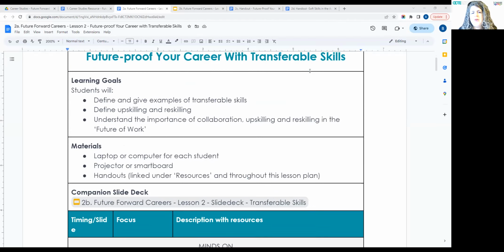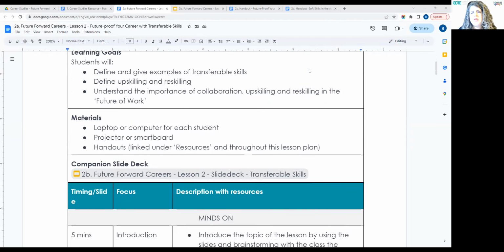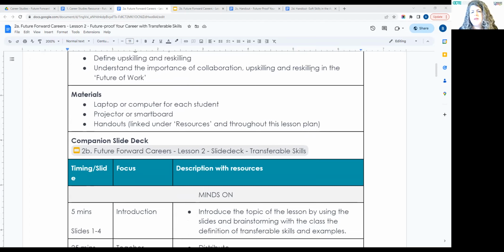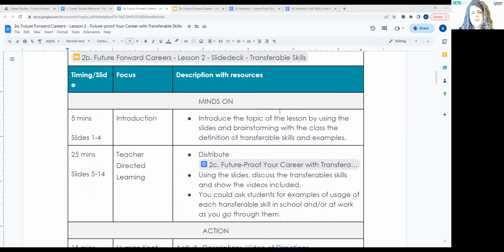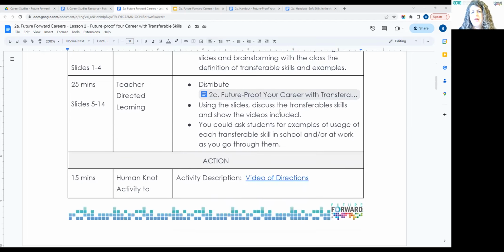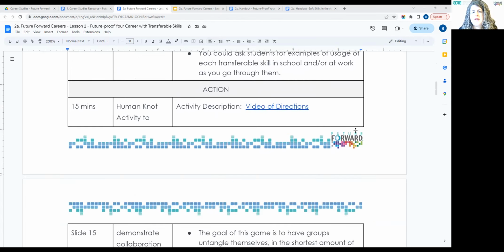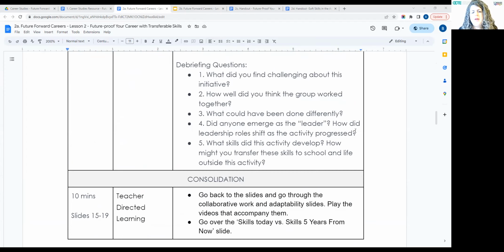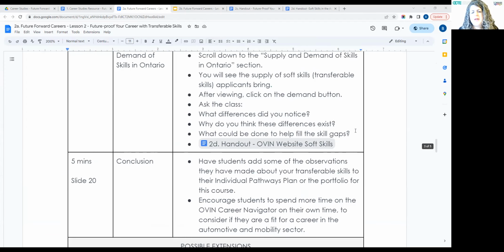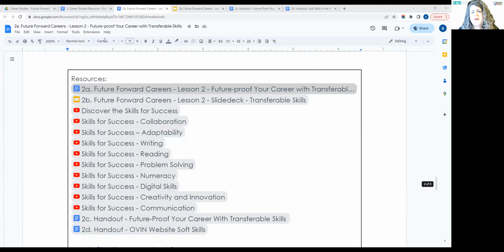The learning goals for Lesson 2 are to define and give examples of transferable skills to help students understand the importance of collaboration, upskilling, and reskilling in the future of work. Like every lesson, we've included a lesson plan that will provide timing as well as links to the docs that you'll need. And at the bottom of the lesson plan, we will also have links to all the resources.